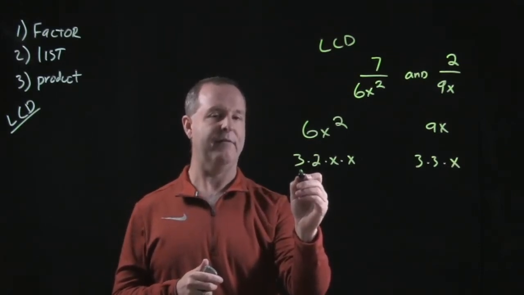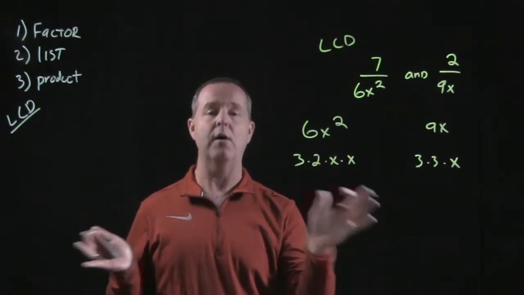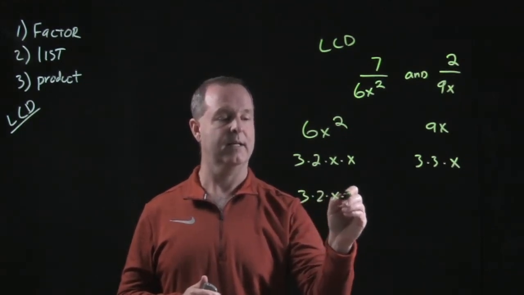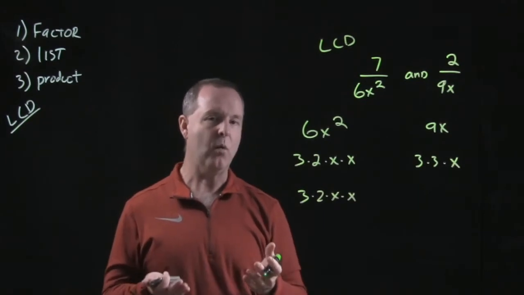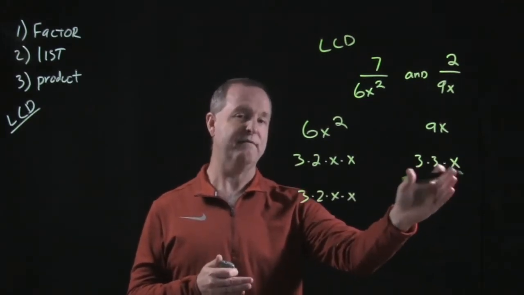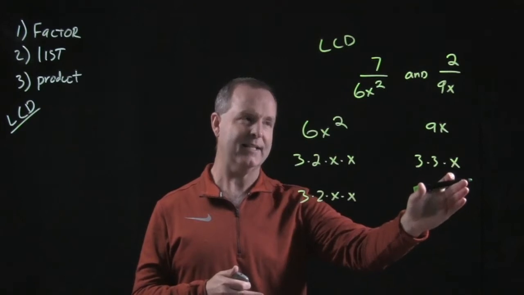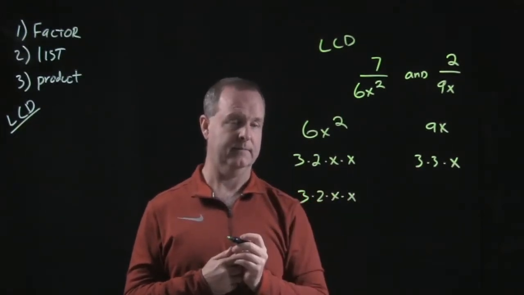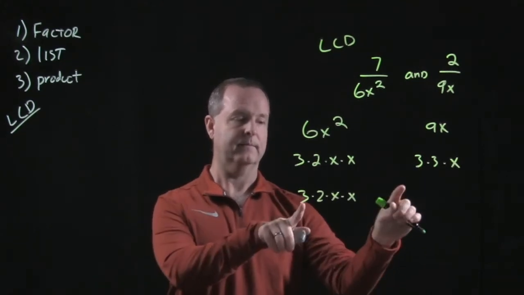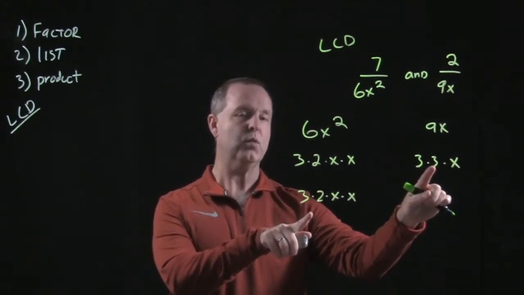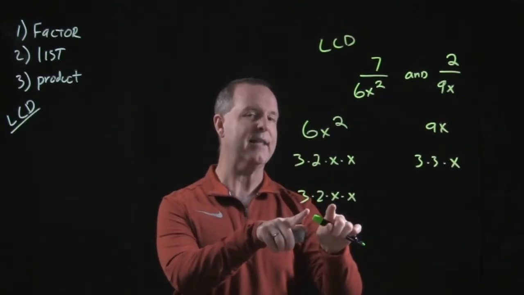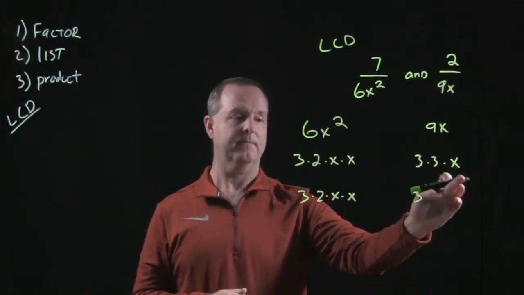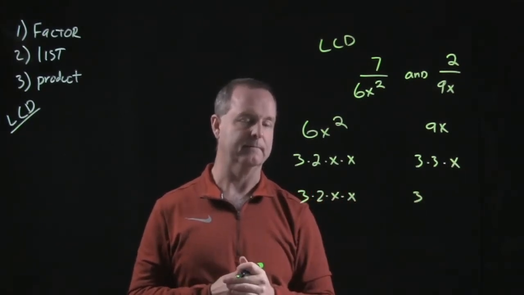So in this one, I have a 3, a 2, and xx. So I'm going to list all the factors of my first term. So I have a 3 times a 2 times an x times an x. Now what I have to look at is, are there any factors in the second set that I created that are not listed in the first set? The first 3 is listed. This one has a second 3. There's no second 3 here, so I bring that one down. And there's an x, but I have an x listed in the first one.